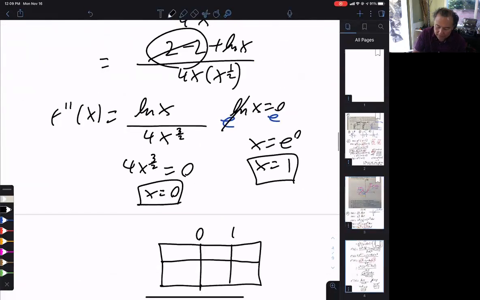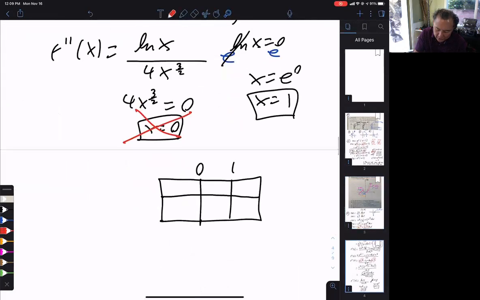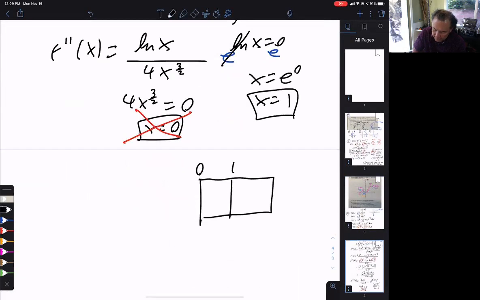So what do you say about this 0 here? Since it's not part of the domain of the function, you actually ignore that. It's not a critical point. So we actually are going to get rid of that and only have one. No, it's not a critical point. A critical point is when the first derivative is 0 or undefined. It's where the second derivative is 0 or undefined. It's a potential inflection point.